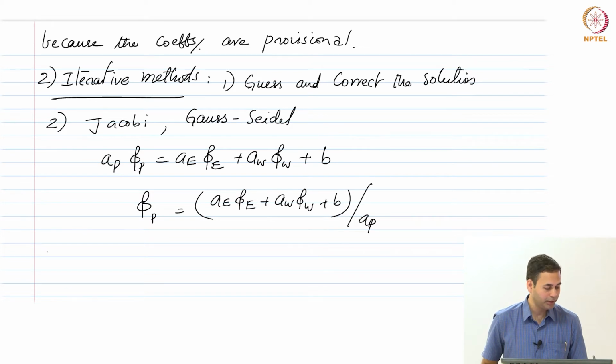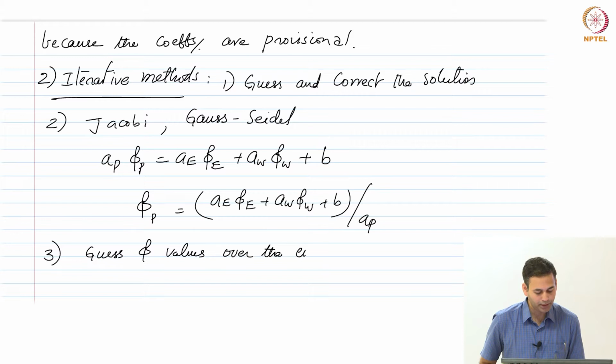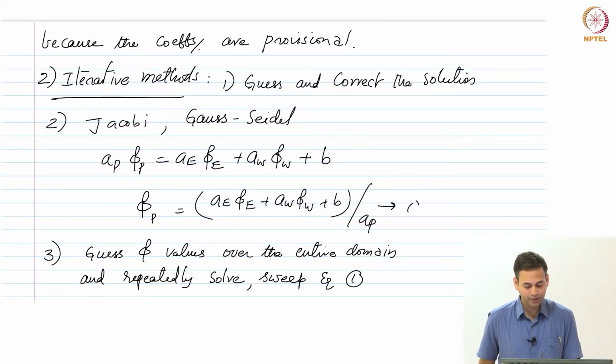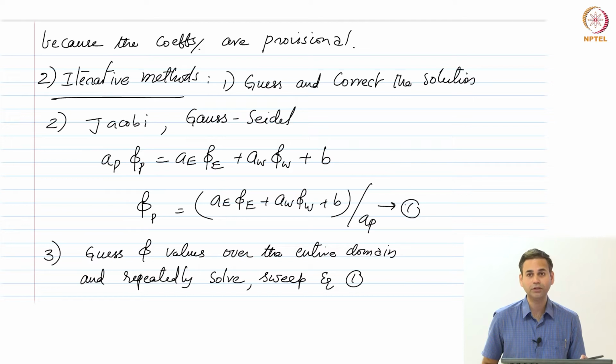Now, what we do is we guess phi values over the entire domain, and repeatedly solve or sweep the equation 1, which is this one. So, essentially you repeatedly apply this equation to cell after cell, and then you keep sweeping it. By sweeping I mean we just go from one point to another point. That is what we do in a Gauss-Seidel or a Jacobi method.